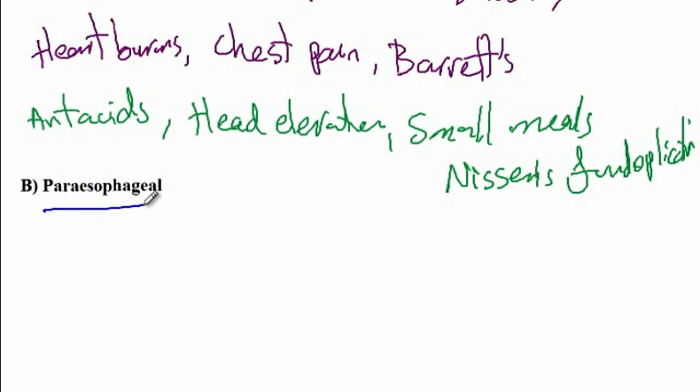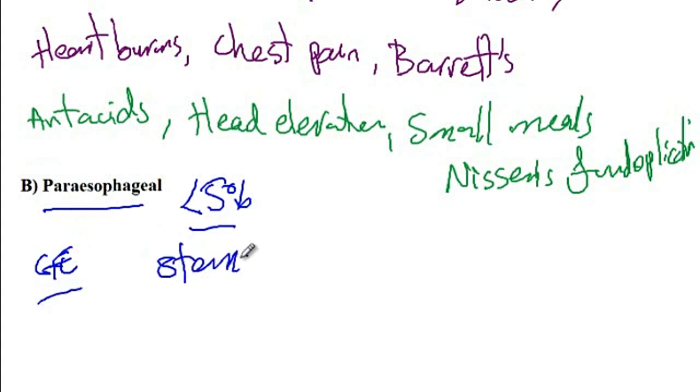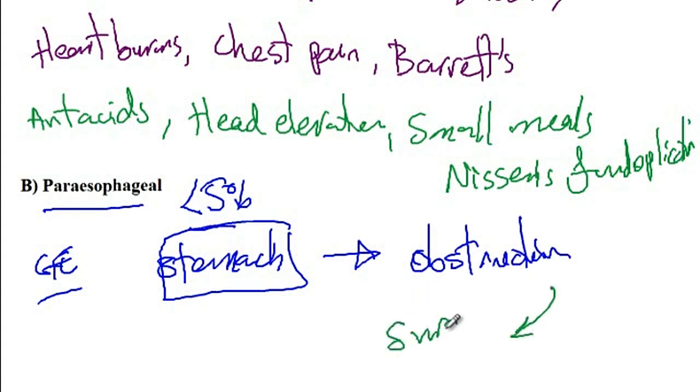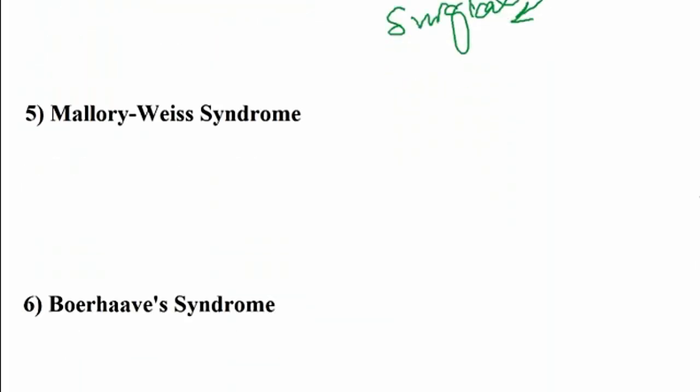Paraesophageal hernia is the next condition, which accounts for less than 5% of the cases of esophageal hernia, and in this condition the gastroesophageal junction remains under the diaphragm, while it's the stomach that herniates through the thorax. So part of the stomach has herniated, as a consequence of which there is a risk of obstruction, incarceration, as well as strangulation. And so these patients must be treated with surgical correction.